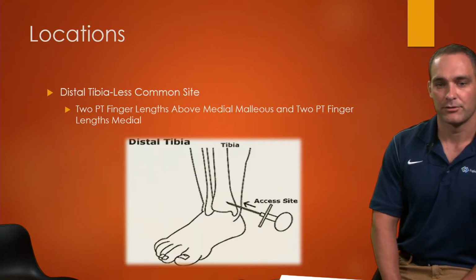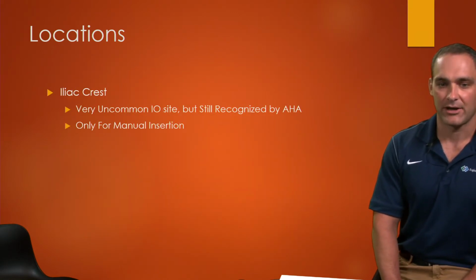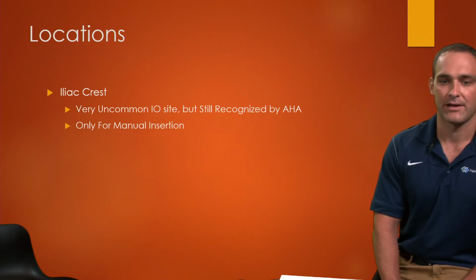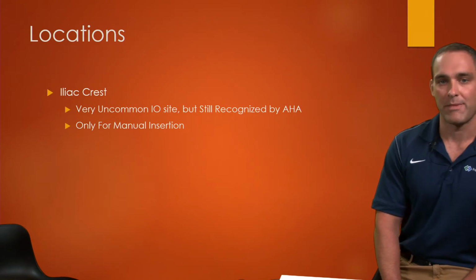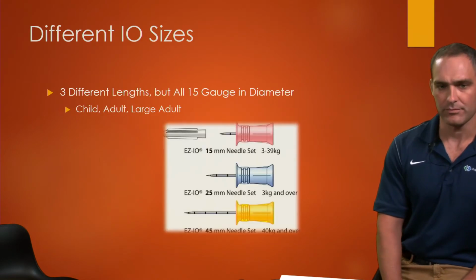Now let's talk about your 2 less common sites. One of them would be your distal tibia. 2 patient finger lengths above your medial malleolus and then 2 patient finger lengths medial. The tibia gets a little bit smaller down there, so the proximal tibia would be a better location. And lastly, the iliac crest. This is a very uncommon IO site, but it is still recognized by the AHA, but it's only for manual insertion, so you would not be using it with your EZ-IO gun.